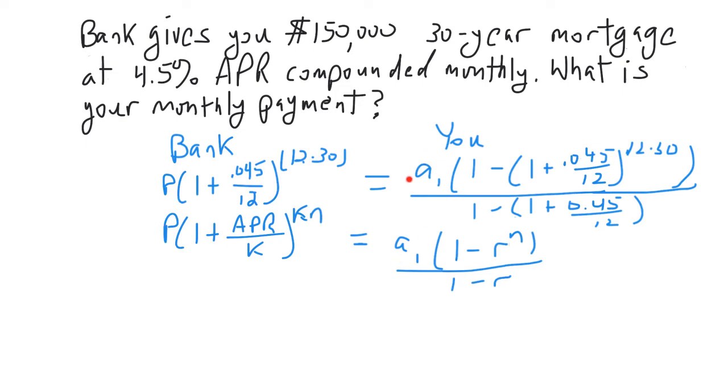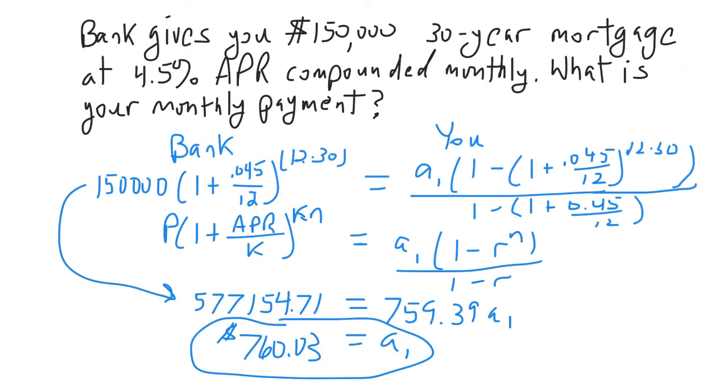In this case, A1, that is my monthly payment. That's the first payment that I owe, and then interest from there. So you can see we have all the numbers. We know all the numbers from the bank's point of view, and we know almost all the numbers from your point of view. And so we can solve for the monthly payment.